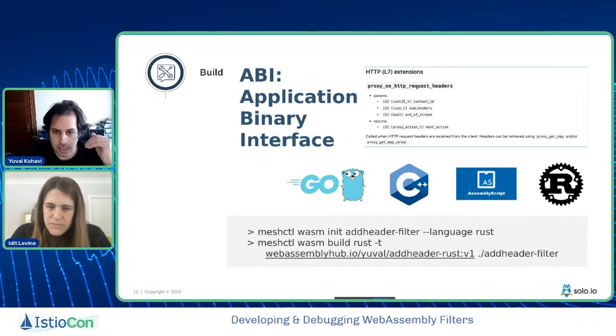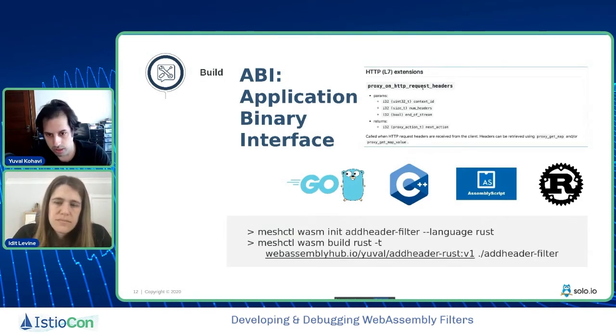The reason it's a binary interface is that it's programming language agnostic. This is very similar to an API or an interface, just on a binary level. That's important because this allows us to implement in any language that supports WebAssembly. Currently you have TinyGo, C++, AssemblyScript, and Rust that can all be used to build WebAssembly Envoy filters.